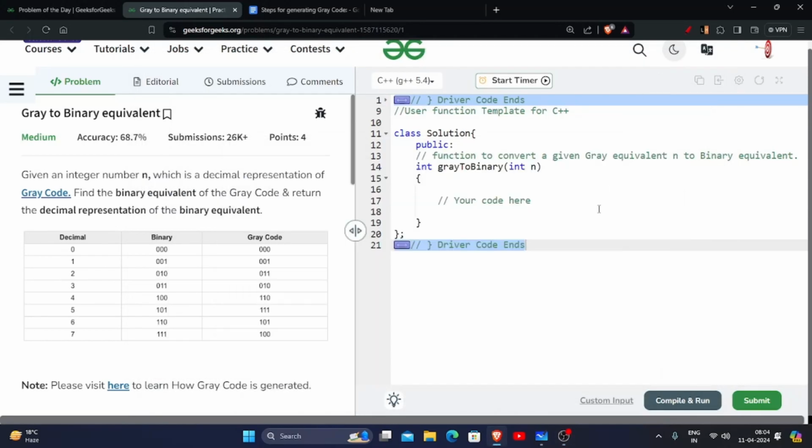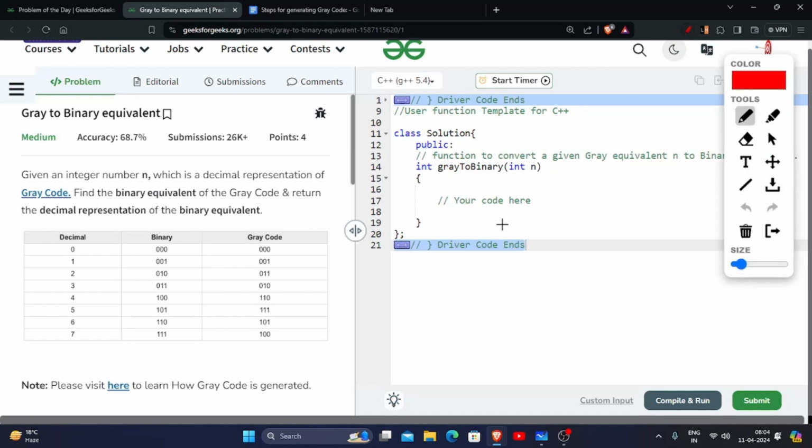So today we will solve yet another problem on GFG, and that is Gray to Binary Equivalent. The question says that we need to convert gray code to its binary equivalent. Given an integer number n, which is a decimal representation of a gray code, that means the n which we have is actually the decimal representation of some gray code. What we have to do is find the binary equivalent of the gray code and return the decimal representation of the binary equivalent.